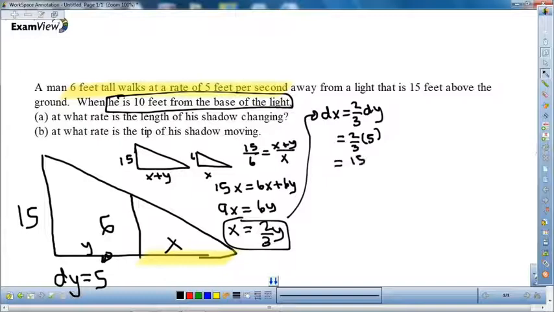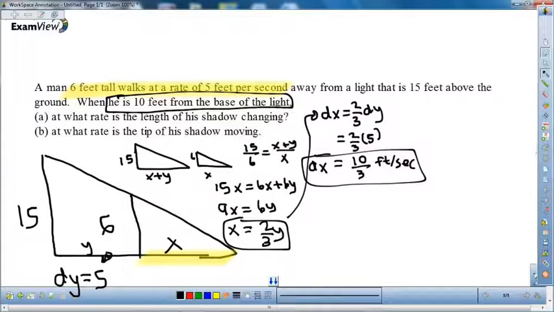So that's going to give me 15. Do that again. That's going to give me 10/3. And his units are 10/3 feet per second.